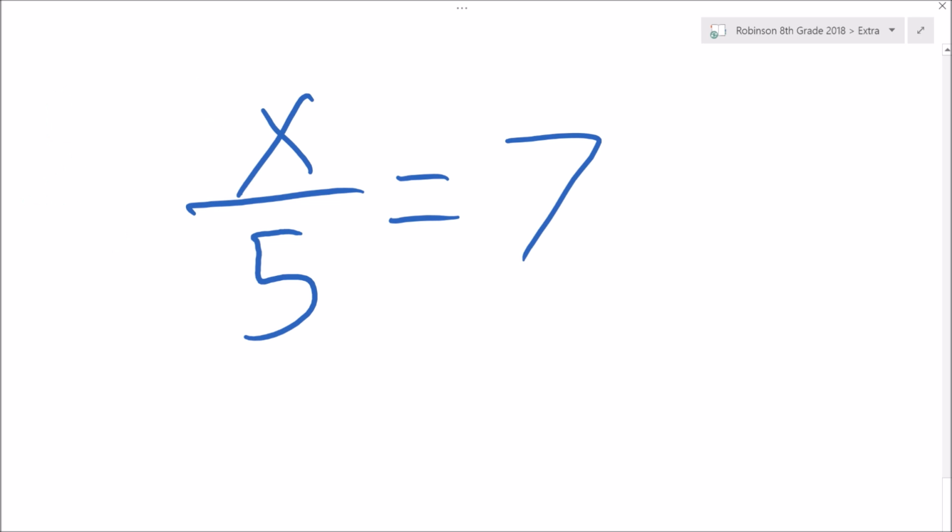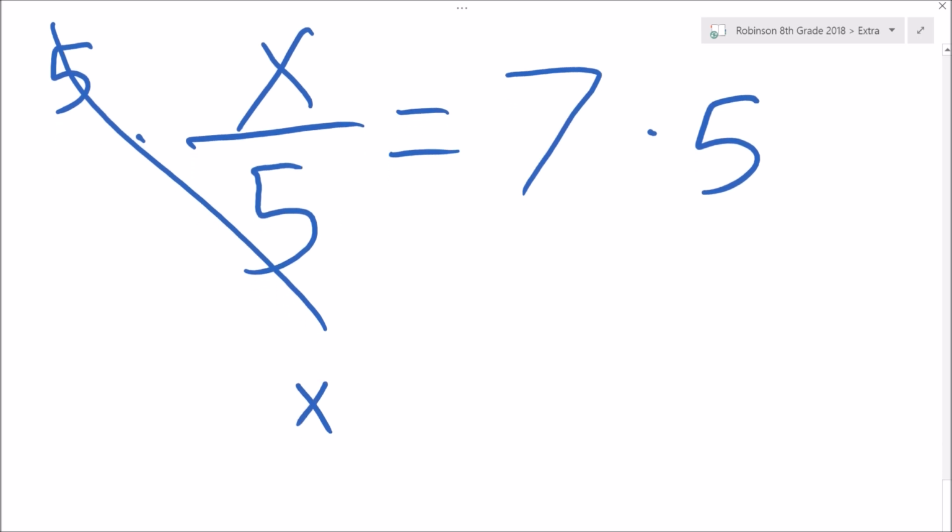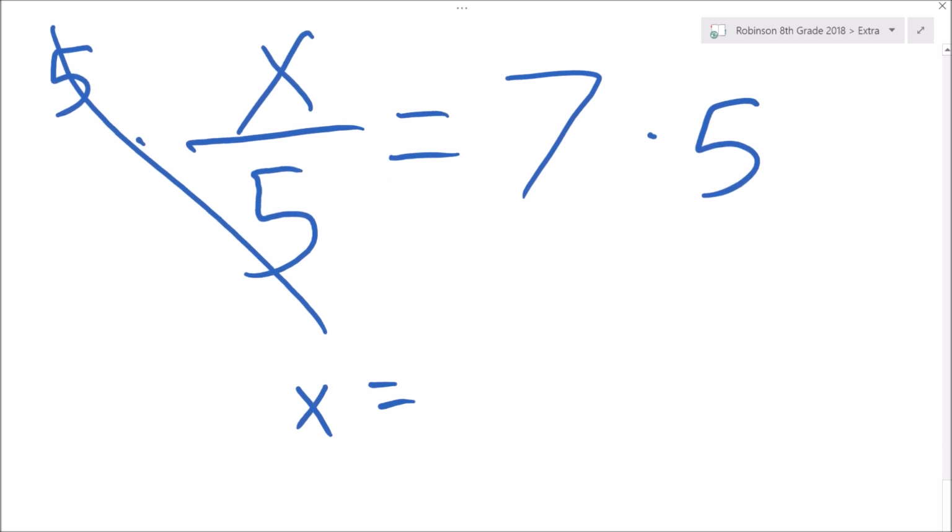Since we just have an x over 5, this is actually a 1x, so I'm going to be multiplying by a 5 over 1, but we should know that we don't have to write anything over 1, we can just write it as the whole number. The 5's will cancel out, leaving us with just x on the left side, and x will be equal to 7 times 5, which is 35.